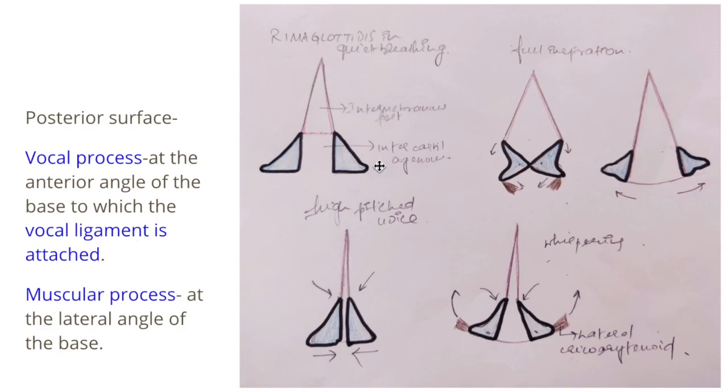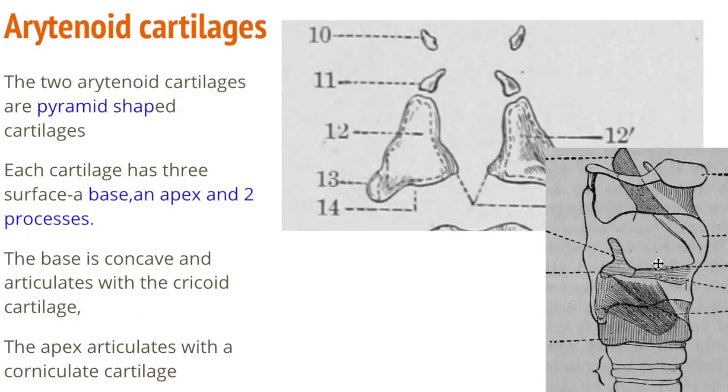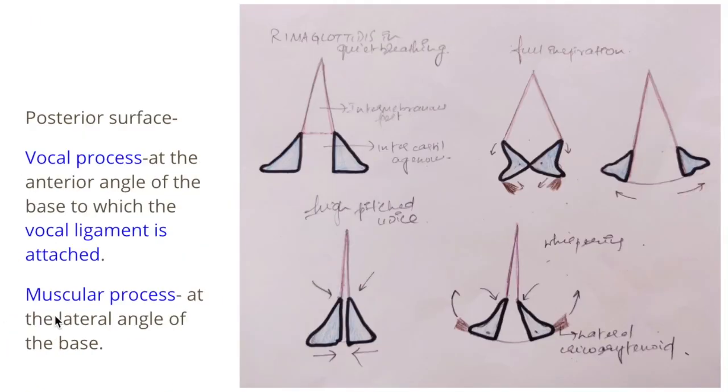The second is the muscular process. This is the muscular process at the lateral angle of the base. So at the anterior angle there was the vocal process, and at the lateral angle there is the muscular process. Now as you can realize, this is a very important cartilage and we'll keep coming back to this.